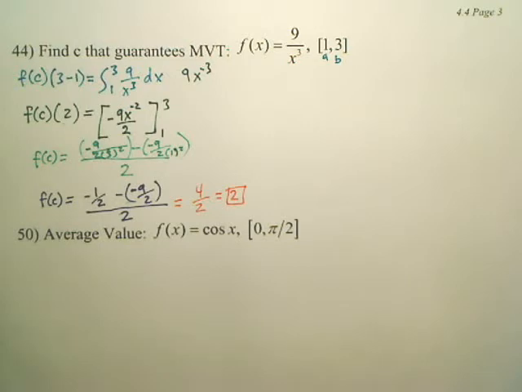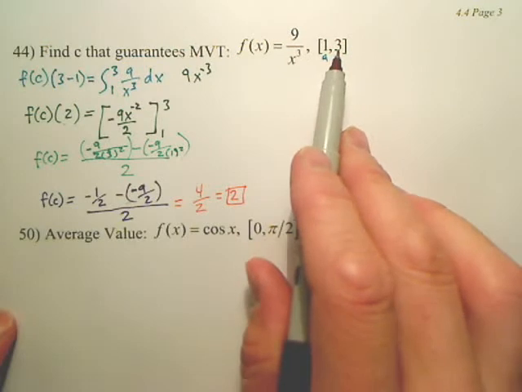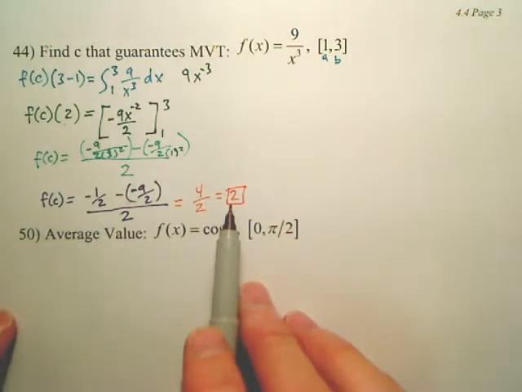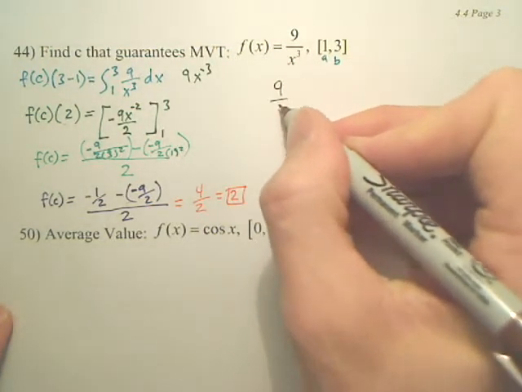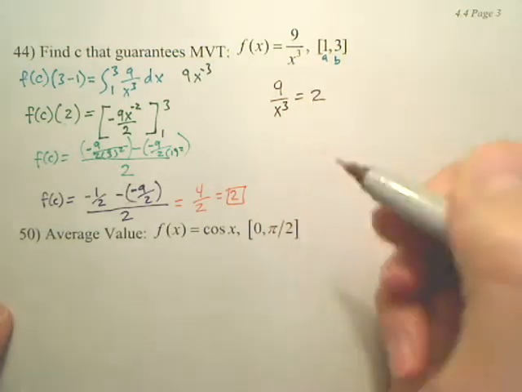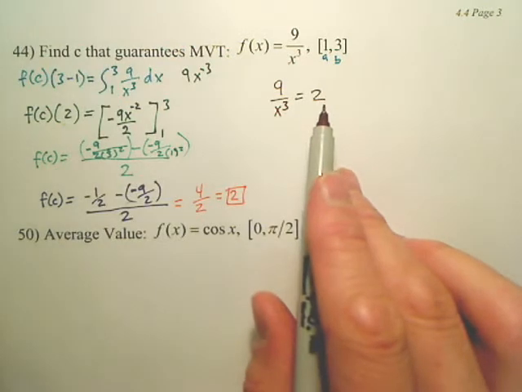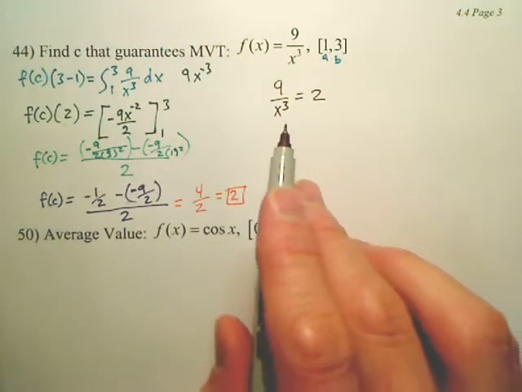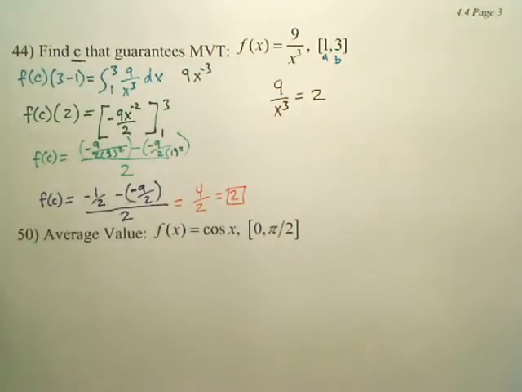No, that's f of c. Meaning the average height of this graph on this interval is 2. The average height is 2. I want, where does your graph get a height of 2 on the interval? So I take my original equation, 9 over x to the third, and set it equal to 2. Because don't I want to find out where my original equation has an output of 2 and solve for x? X will be the c value that has an output of 2.